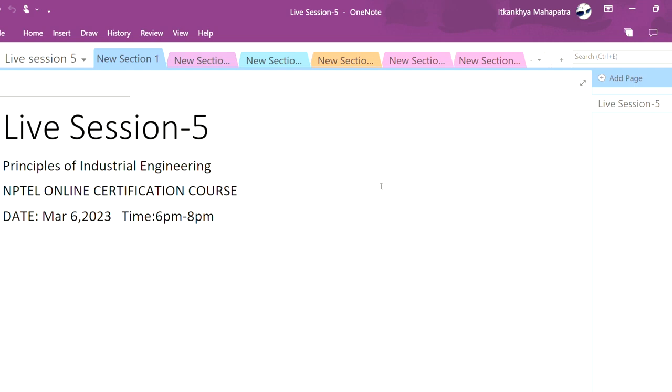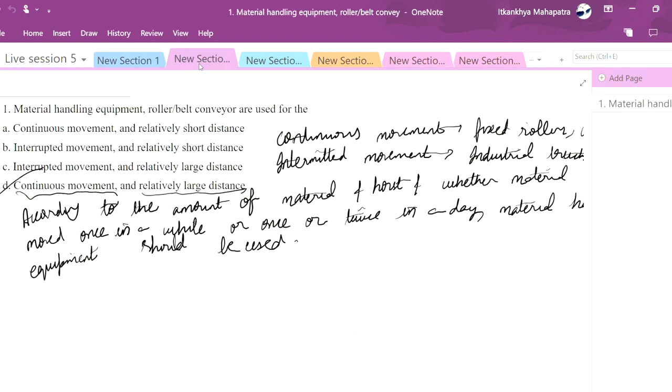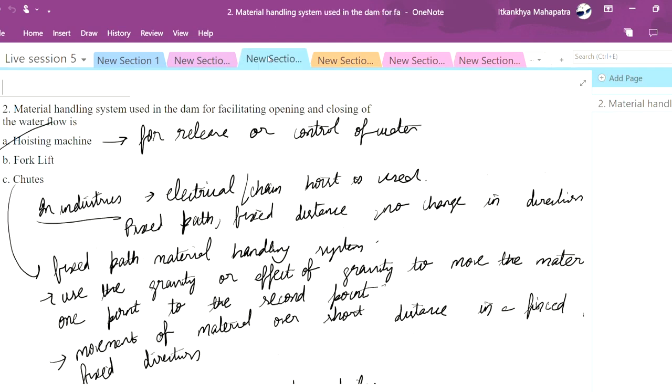In the fifth live session, we discussed a line assembly question, and elaborately we also discussed material handling equipment, like what is continuous movement, interrupted movement, and here we also saw the features of the hoisting machine, where it is used for continuous or intermittent movement, forklift, chutes.